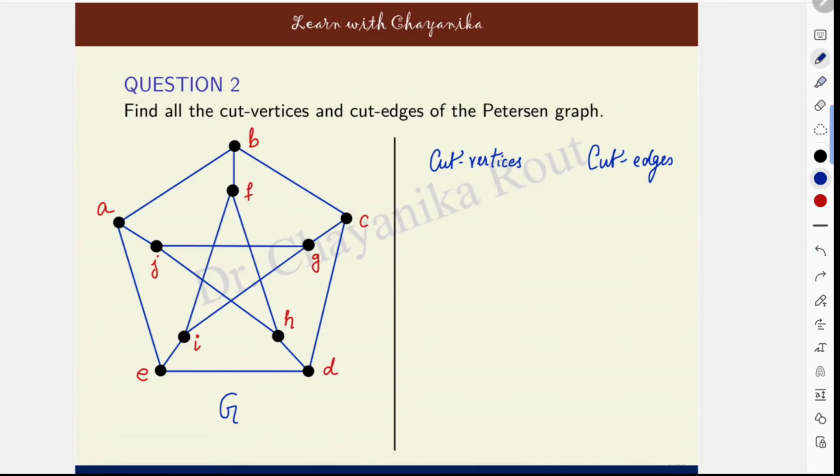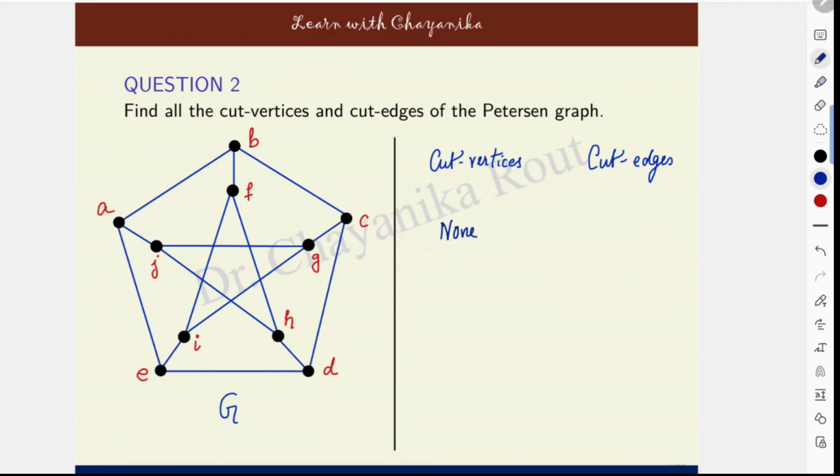In a similar manner, if you check for all the remaining vertices, you will find that removal of any vertex in the graph is not going to increase the number of components. So none of the vertices in this graph is a cut vertex. So the Petersen graph has no cut vertices. Cut vertices, none. Next we come to cut edges.